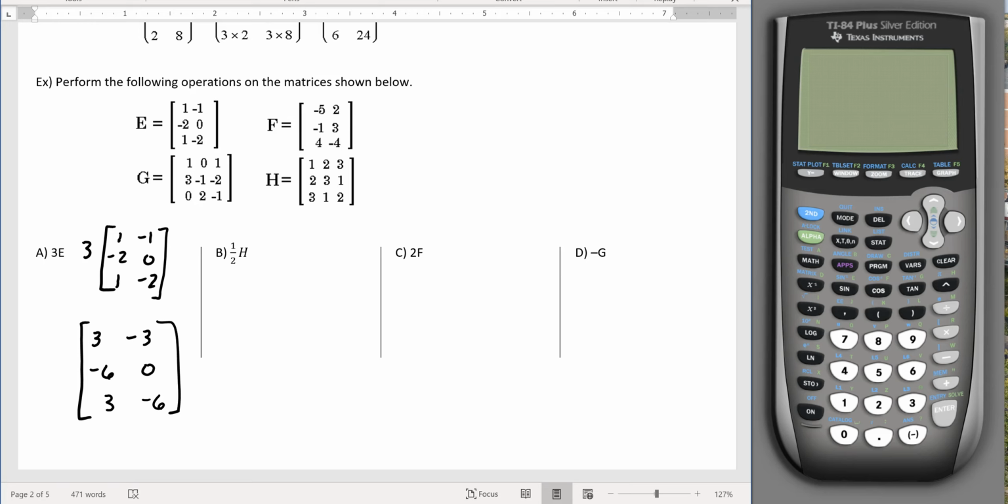All right, looking at letter B, 1/2 times H. So basically I'm taking this matrix H and multiplying everything by 1/2. When I multiply by 1/2, that's the same thing as dividing by 2. So with that being said, 1 divided by 2 is 1/2. 2 divided by 2 is 1, and then 3/2. And then 1, and 3/2, and 1/2, and 3/2, and 1/2, and 1. That would be letter B here, 1/2 times that matrix H.